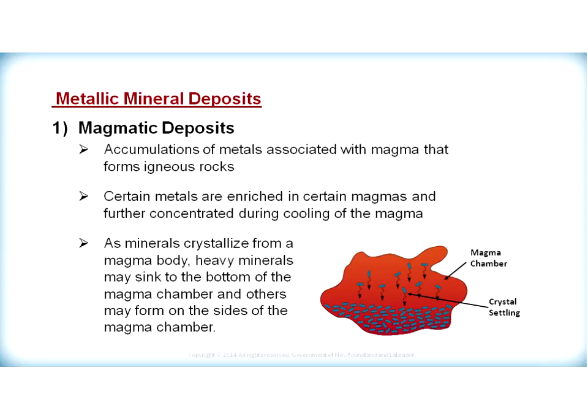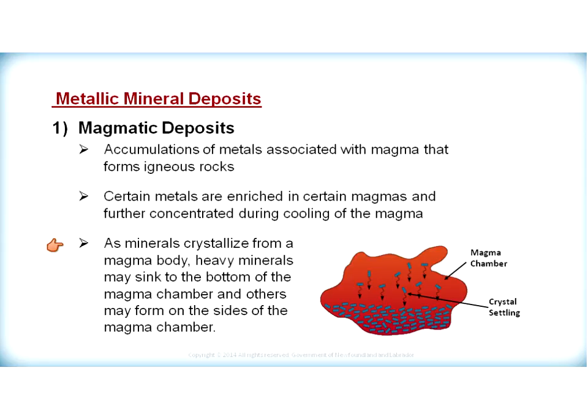The first mineral deposit we will focus on is one that concentrates metals, and these deposits are called magmatic deposits. A magmatic deposit shows accumulations of metals associated with magma that forms igneous rocks. Certain metals are enriched in certain magmas and further concentrated during the cooling of the magma. As minerals crystallize from a magma body, heavy minerals may sink to the bottom of the magma chamber and others form on the sides of the magma chamber.